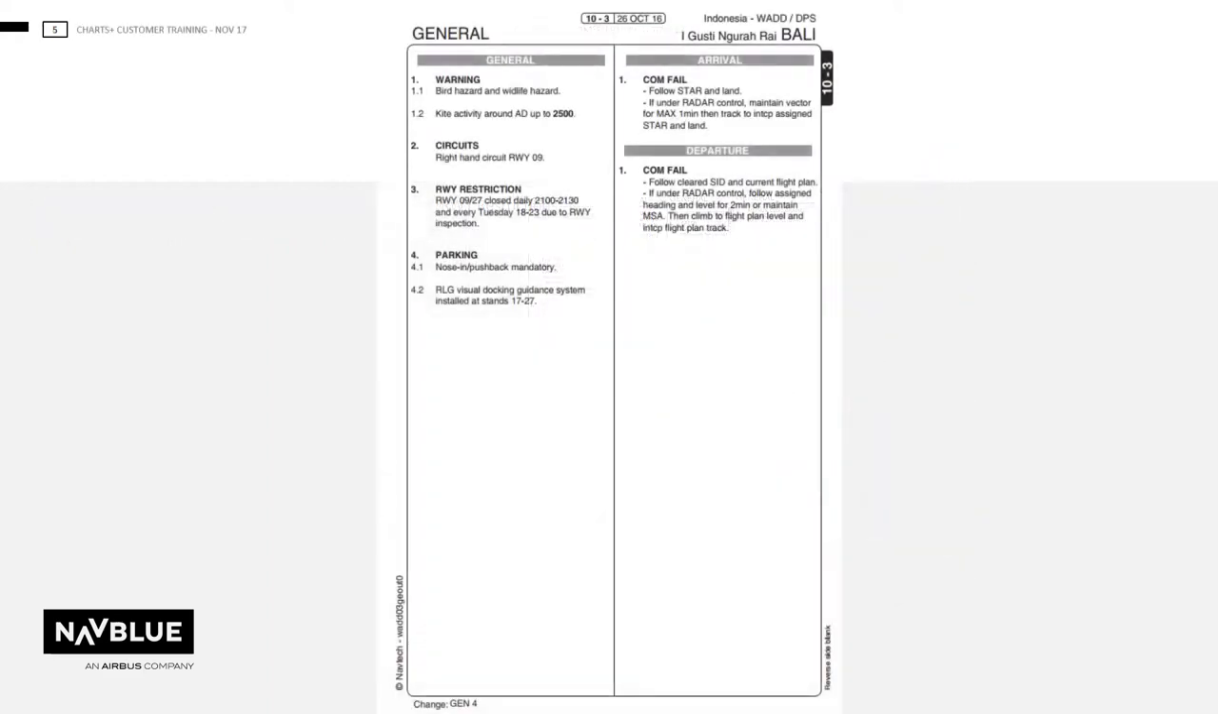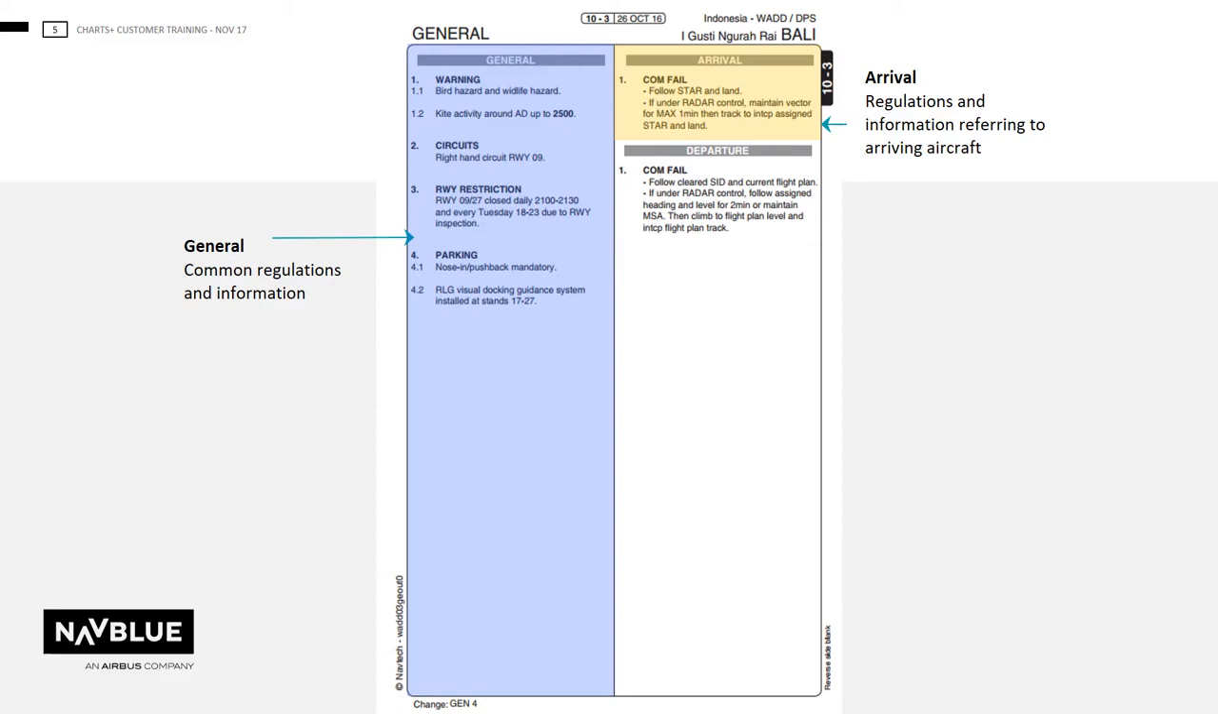In this example, you can see the general heading and subheadings that can be used. The headings that are used are general, arrival, and departure, followed by a series of subheadings.